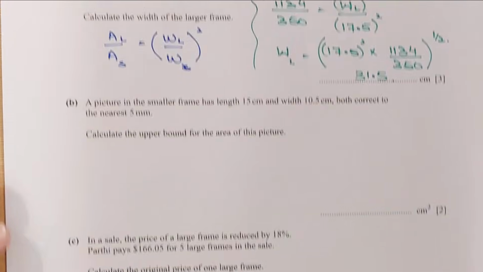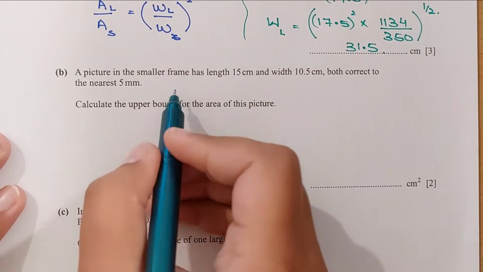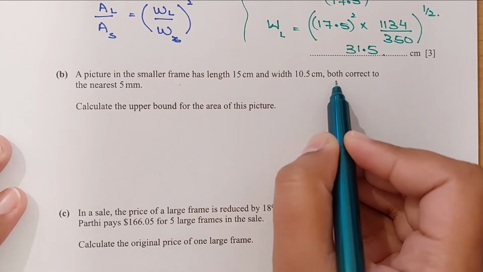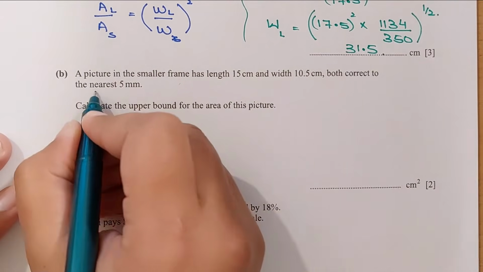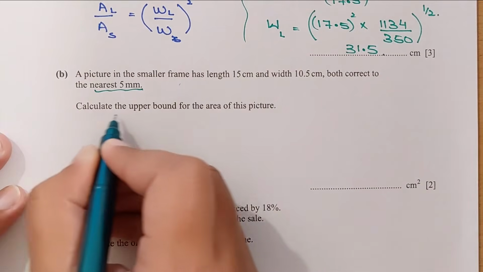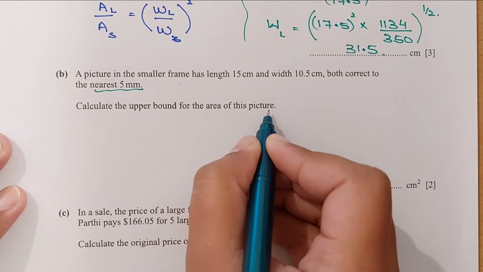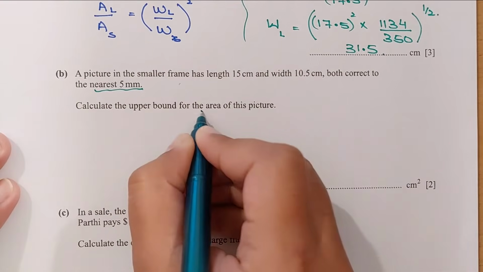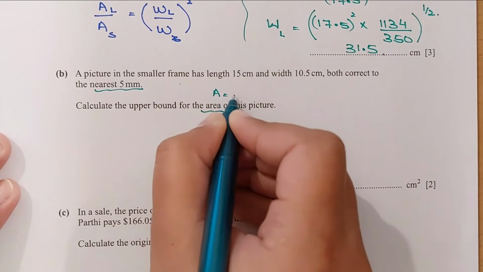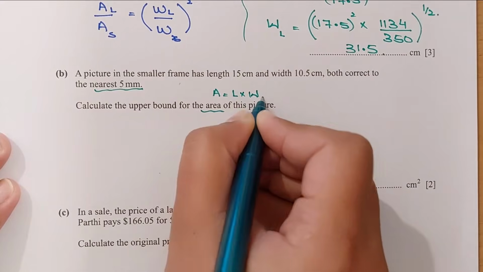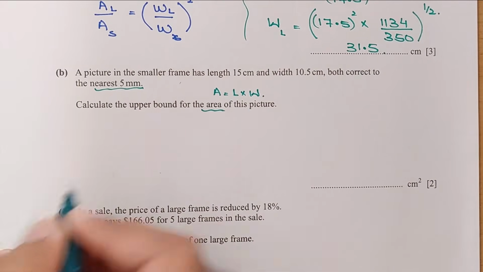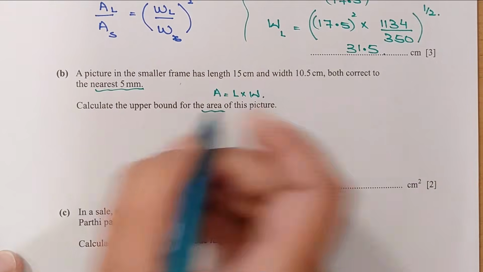Now for part B, the picture in the smaller frame has length 15 centimeters and width 10.5 centimeters, both correct to the nearest 5 millimeters. Calculate the upper bound for the area of this picture. We know that the area of a rectangle is length times width, right? For the upper bound of the area, we need the upper bound of length and the upper bound of width.